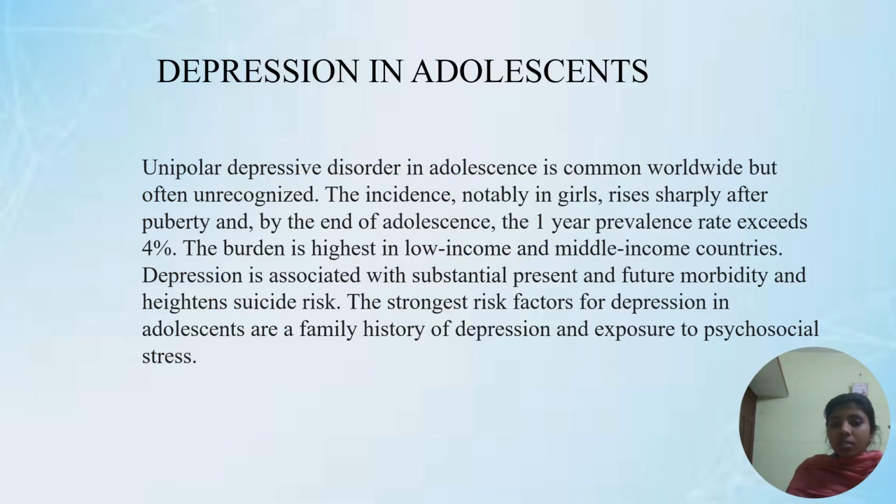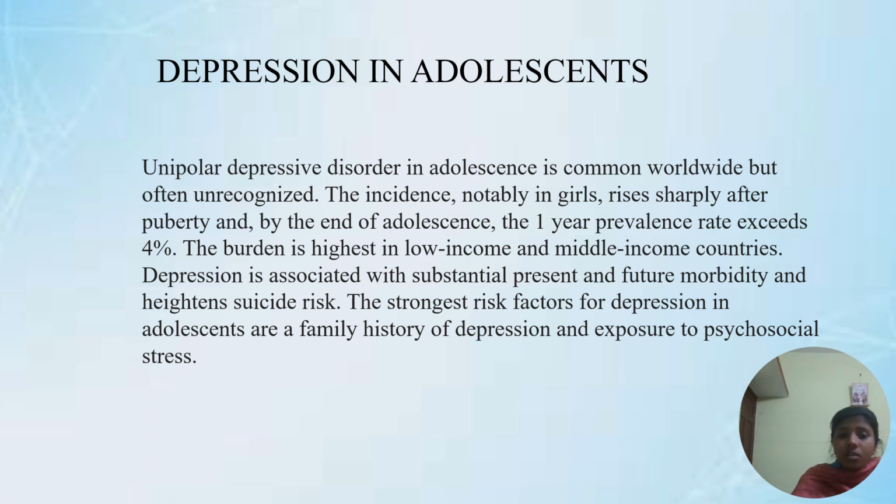Now when we come to depression in adolescence in more detail, unipolar depressive disorder in adolescence is common worldwide, but often unrecognized. The incidence, especially in girls, rises sharply after puberty, and by the end of adolescence, the 1 year prevalence rate exceeds 4%, and the risk is highest in low income and middle income countries. Depression is associated with substantial present and future morbidity and heightened suicide risk.